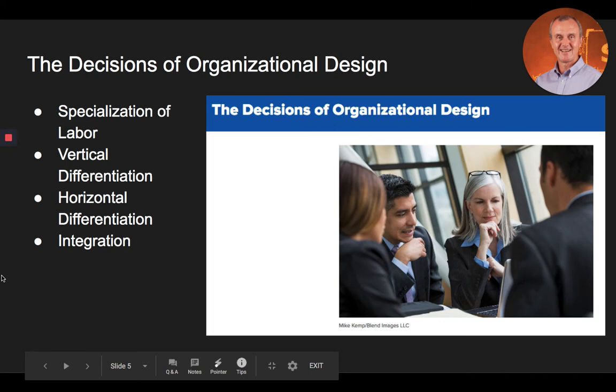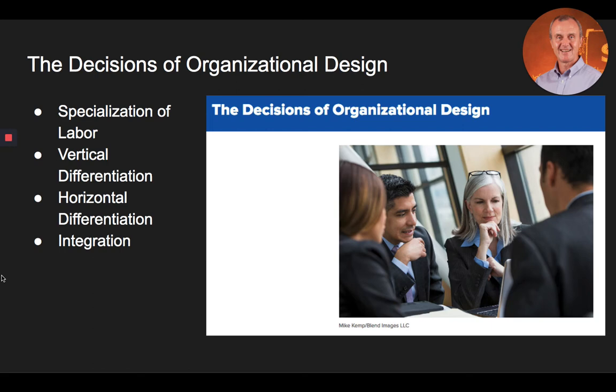Now, let's look at some of the decisions that go into organizational design. When designing an organizational structure, company officials must make specific determinations about every department and business unit within the organization. These decisions determine the actual size and shape of the structure and develop channels of communication across the organization. First, there is specialization of labor.